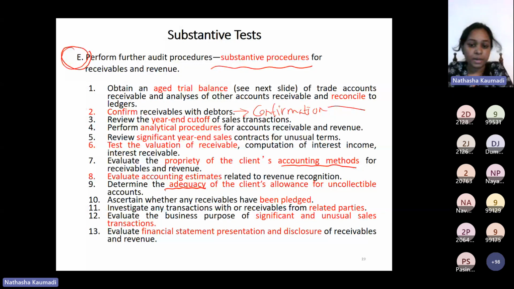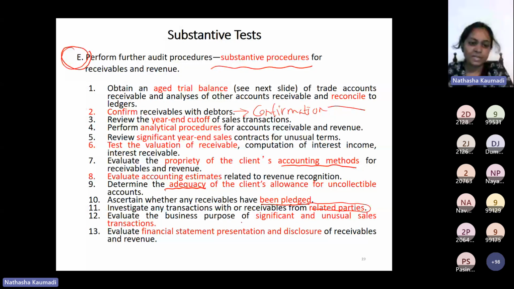So if you have pledged any receivable balance, if you have factored out any receivable balance, you need to check that. So you can use inquiries and check. Investigate any transactions with or receivables from related parties. There can be related party transactions as well. So you are doing transactions with other subsidiaries in the group. You have to check them. Evaluate the business purpose of significant and unusual sales transactions. Evaluate financial statement presentation and disclosure.